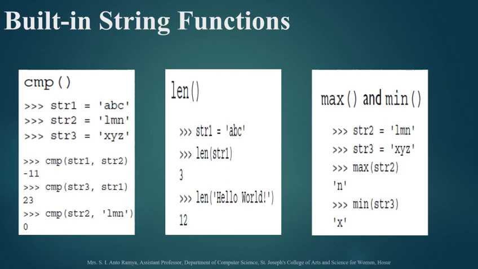Then length of hello world, you can count 1, 2, 3, 4, 5. Space is also counted, 6, 7, 8, 9, 10, 11 and exclamation mark is 12. So it will return 12. Maximum and minimum. So here there are two strings, string 2 and string 3. The maximum of string 2 is n and the minimum of string 3 is x.